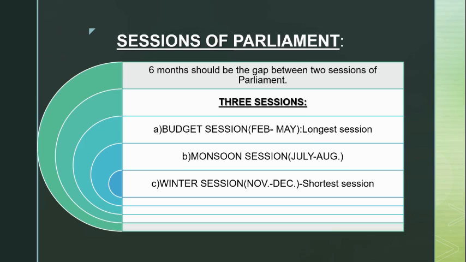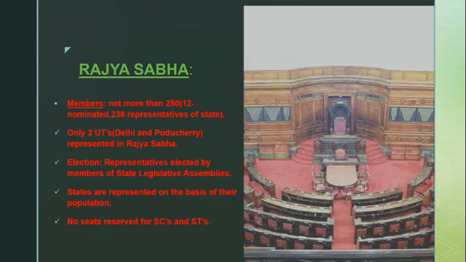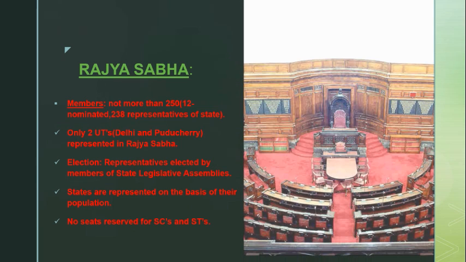One important point to consider is that the gap between the 2 sessions should not be more than the 6 months. Let's further discuss about the houses of the Parliament. As we know that Indian Parliament has 2 houses, that is the Rajya Sabha, which is also known as Council of States, and the Lok Sabha, which is also known as House of the People.